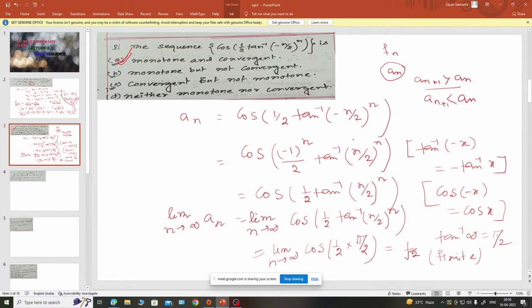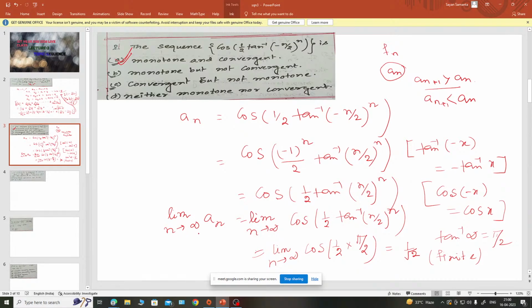Any doubt, please comment. So here A is this type of sequence. First we know that tan inverse of minus x is equal to minus tan inverse x. So here we can write (minus 1) whole to the power n by 2 tan inverse (n by 2) whole to the power n. And we also know that cos of minus x is equal to cos x. So we can write cos of (1 by 2 tan inverse n by 2) whole to the power n.